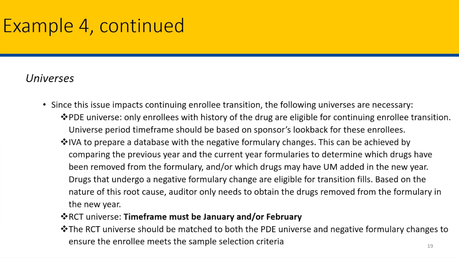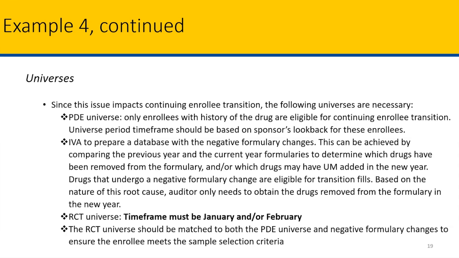The IVA would prepare a database with the negative formulary changes. This can be achieved by comparing the previous year and the current year formularies to determine which drugs have been removed from the formulary and/or which drugs may have been added in the new year. Drugs that undergo a negative formulary change are eligible for transition fills. Based on the nature of this root cause, the auditor only needs to obtain the drugs removed from the formulary in the new year.